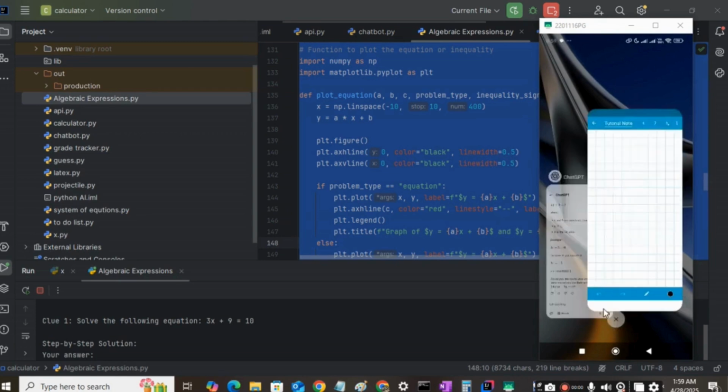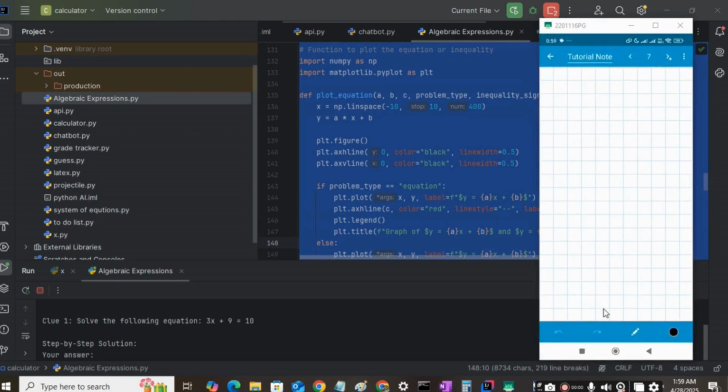So I will use my pen to write something. Let's try to utilize my pen. I'm using an X pen here for this demonstration. So in the Squid application, let us try the 2x minus 5 equals 0 equation.